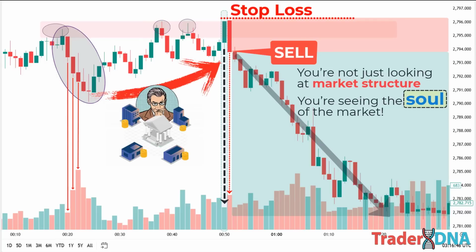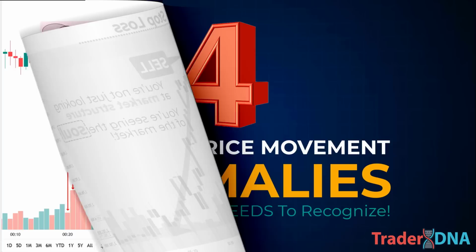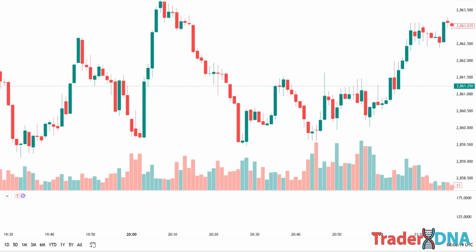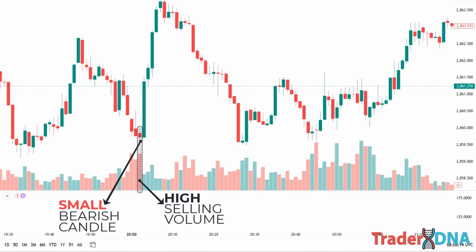Let's move on to anomaly number 3, high selling volume but a small bearish candle. Alright, pay attention because this one is super important. What happens when the market shows massive selling volume, but instead of a big drop, we only get a tiny bearish candle? That's weird, right? A ton of selling pressure should push prices down aggressively, but it's not. Something big is happening beneath the surface, and if you don't understand this, you could be trading blind. Let's break it down step by step so you can master this market anomaly and trade like a pro.